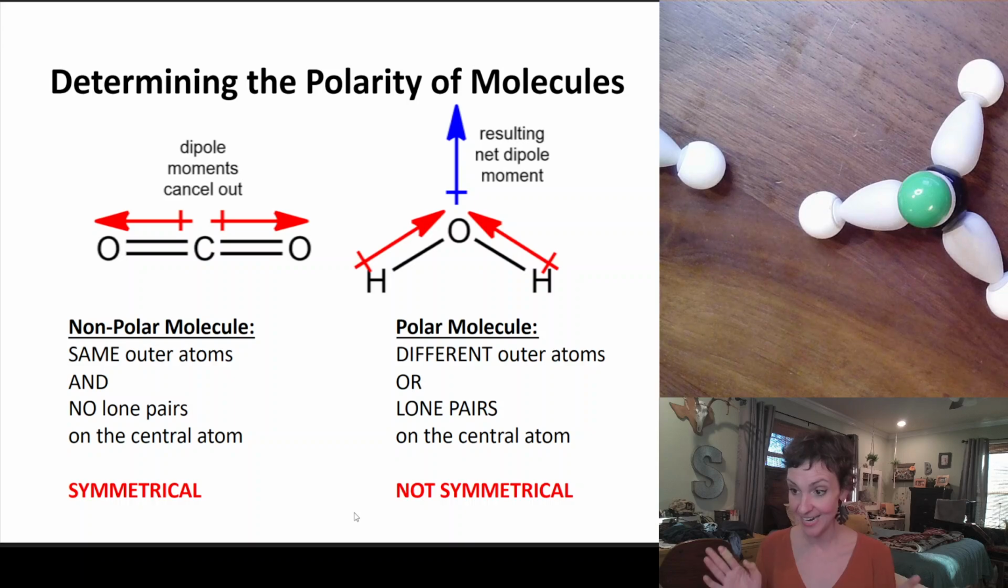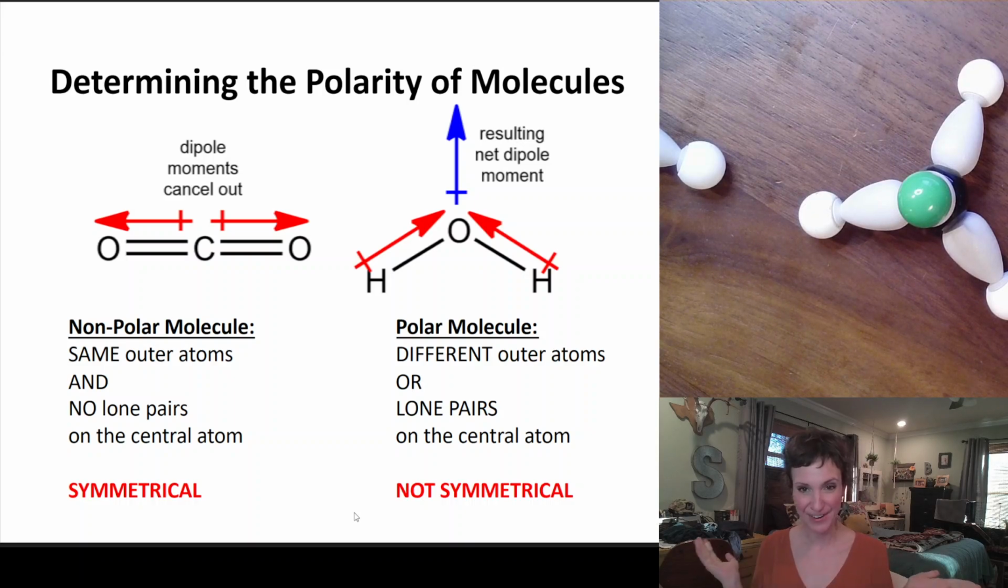So the trend here is you have two requirements in order to be non-polar. You've got to have the same outer atoms and no lone pairs on the central atom. If you've got both of those two things, you're going to be non-polar. But if you have either different outer atoms or you have a lone pair or lone pairs on the central atom, you will be polar because the electron distribution of the dipoles is not going to be symmetrical.